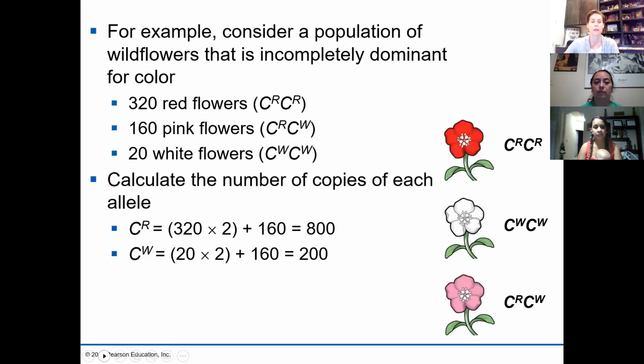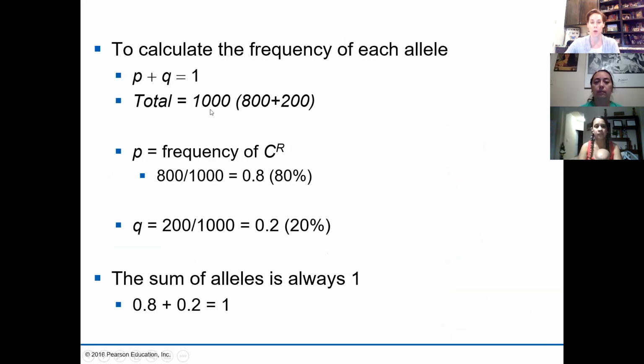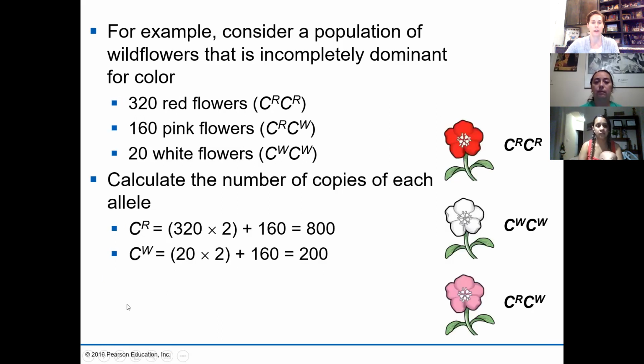Well, let's just do the P plus Q equals 1. Oh, I don't like that either. Hold on a second. Oh, I know why we're doing this here. So this is CR, the red is the dominant allele.